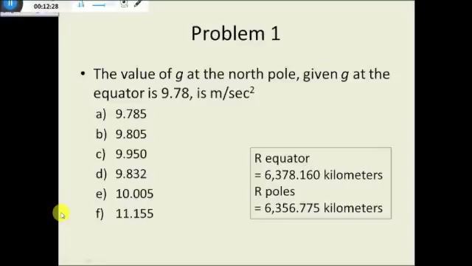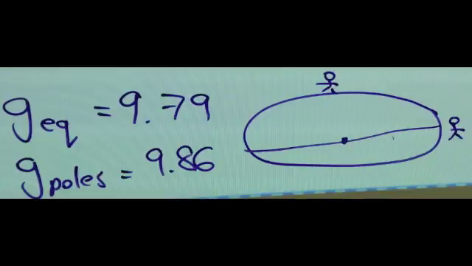So you have to calculate what the value of G is at the North Pole, given G at the equator is this value in meters per second squared. You'll see that G at the equator is 9.79, but if you calculate it at the poles, it's 9.86, which unfortunately doesn't fit with any of the answers given, and maybe there was a misprint in the textbook. But this all makes sense because at the poles you're closer to the center of the Earth, so you'd expect G to be bigger, whereas at the equator you're further away, so you'd expect it to be smaller.